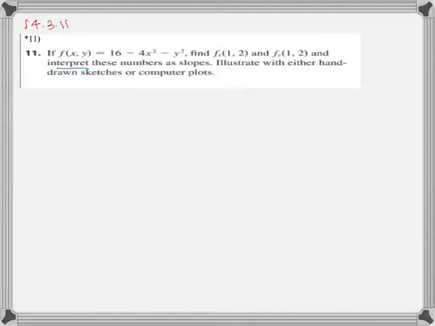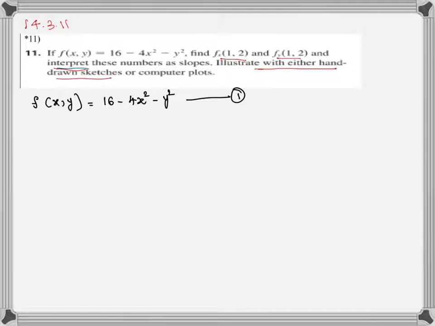First off, we will identify what this surface, f of x, y equals 16 minus 4x squared minus y squared, is. And then we will find the partial derivatives at the point (1, 2) and interpret them. So f of x, y is given to be 16 minus 4x squared minus y squared. We'll call it equation 1, and we call f of x, y as z as well. So z equals 16 minus 4x squared minus y squared.